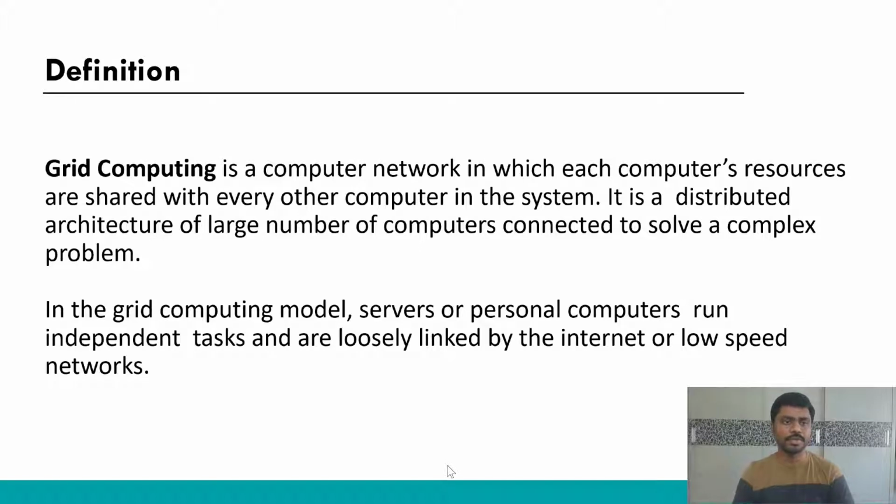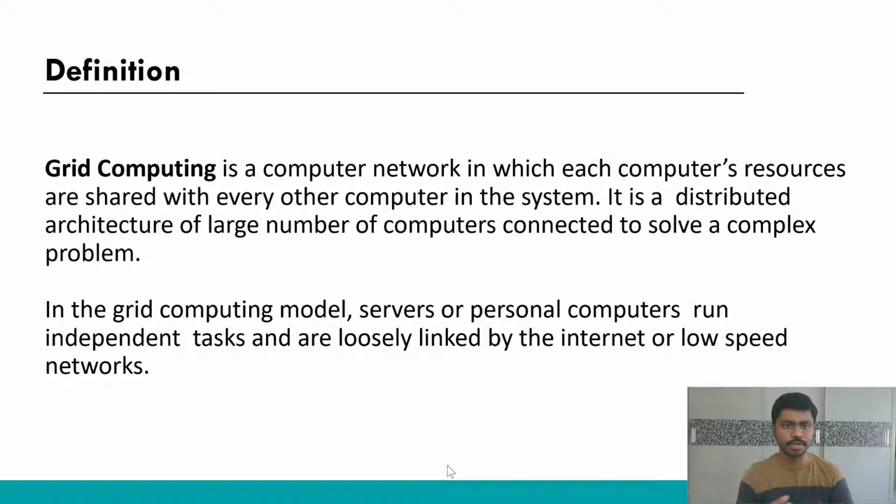The definition: grid computing is a computer network in which each computer's resources are shared with every other computer in the system. We know what a computer network means. It's a collection of computers, and they are sharing their resources. What resources they are going to share we will discuss in our second topic, types of resources. They are sharing with every other computer in the system. So why are they sharing?